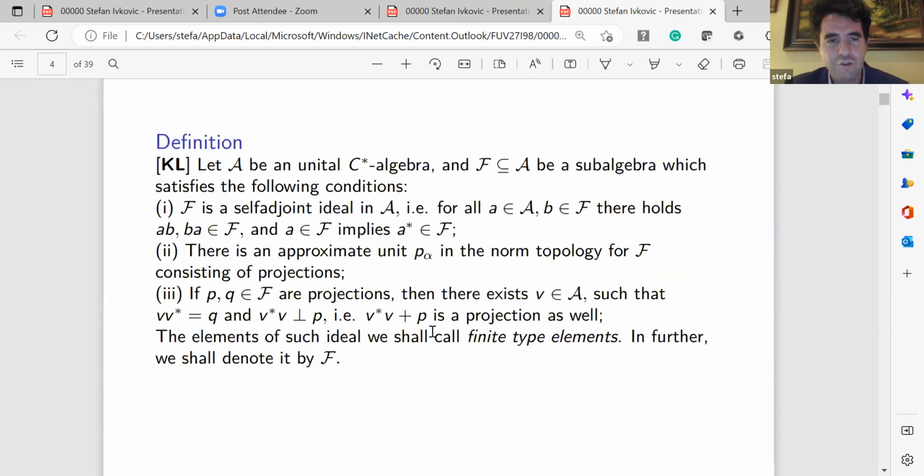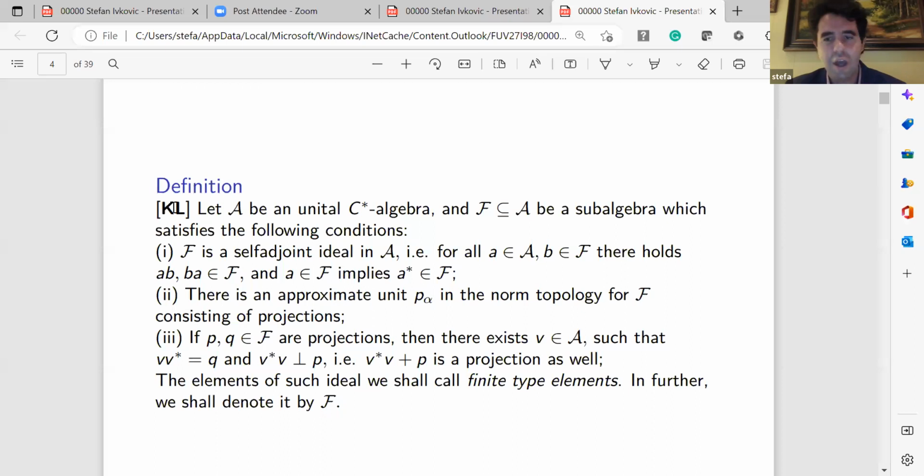So the very first definition given by Keckic and Lazovic is regarding this ideal of finite type elements. First of all, this F should be a self-adjoint ideal, and it should also have an approximate unit, which should be an approximate unit in the norm topology, an approximate unit for this ideal F, and this approximate unit should consist only of projections.